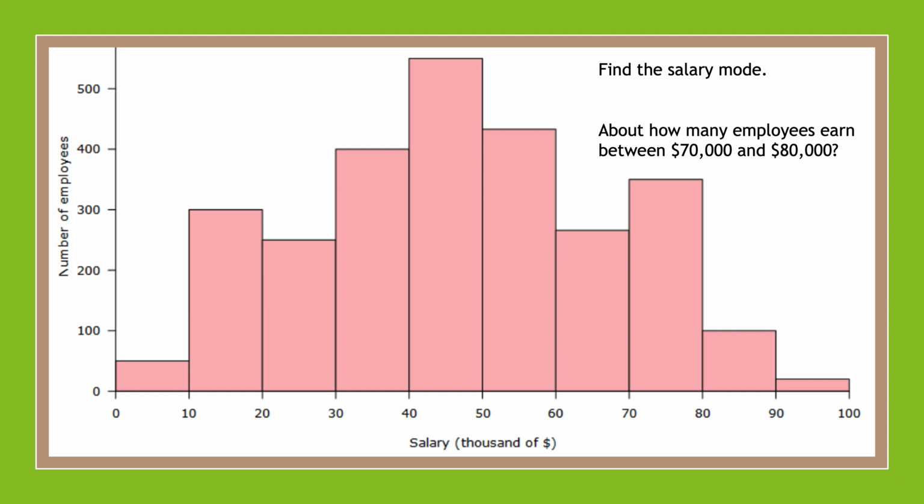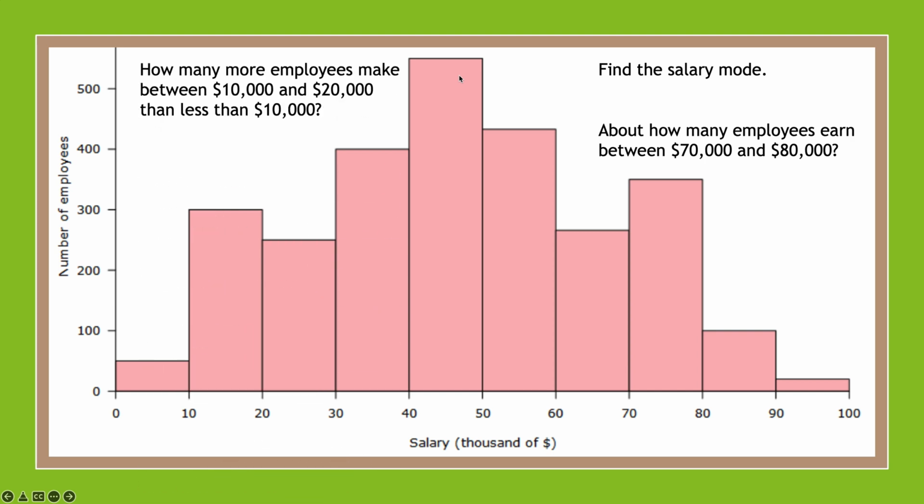Find the salary mode. Well, the mode's always the tallest one, and that's between 40 and 50,000. Next, how many employees earn between 70 and 80,000? That's here, coming over to here, going straight across. Looks like maybe 350, 340.